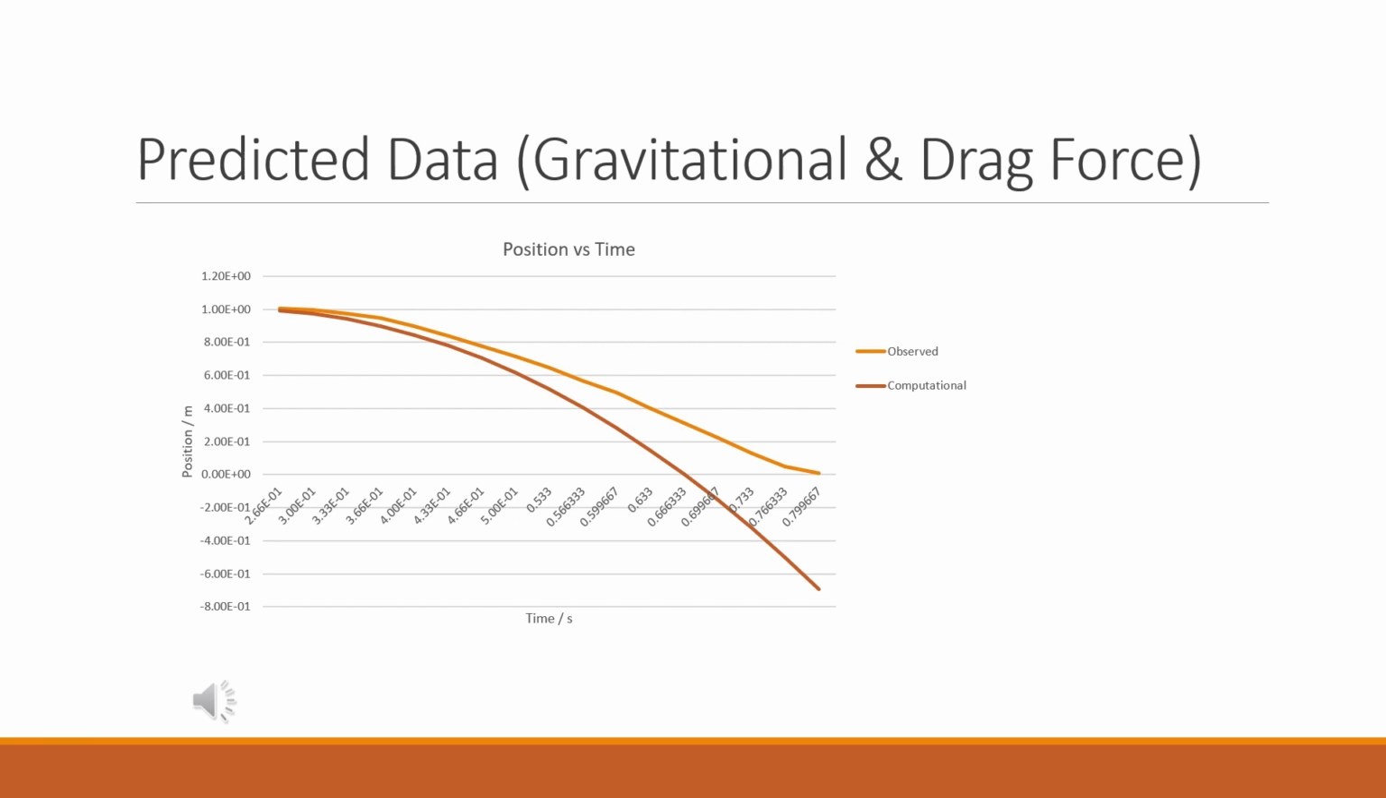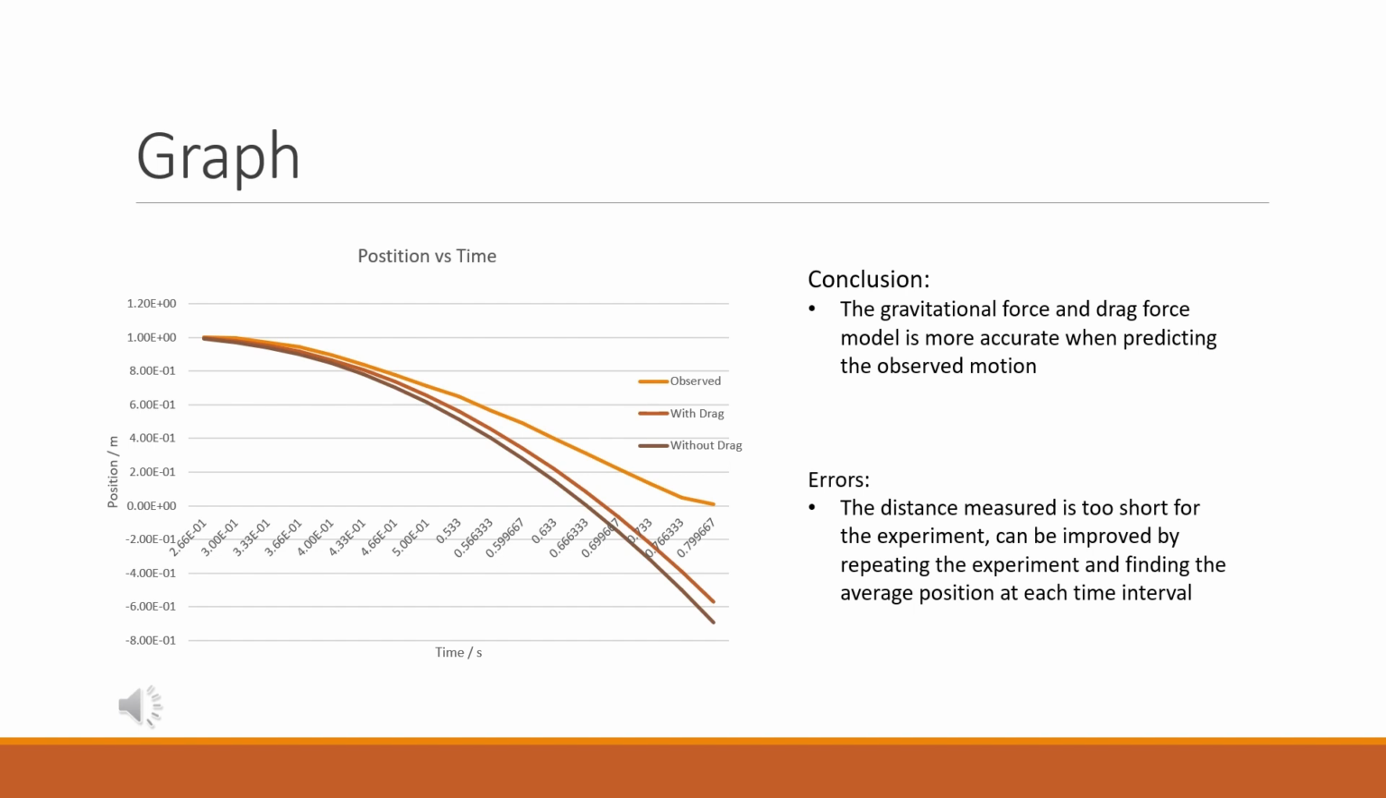If you compare all three together, you can see that the ball that's experiencing drag will travel a lesser distance compared to the one without drag. From here, we can conclude that the gravitational force and drag force model is more accurate when predicting the observed motion. But some errors may include that the distance measured may be too short for the experiment, and therefore it can be improved by repeating the experiment and finding the average position at each time interval.